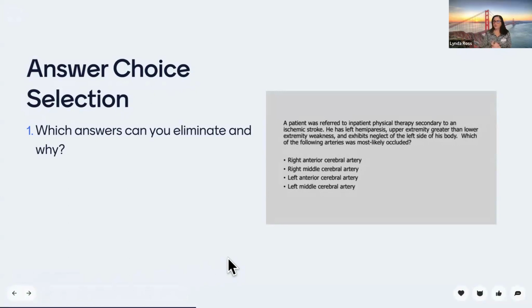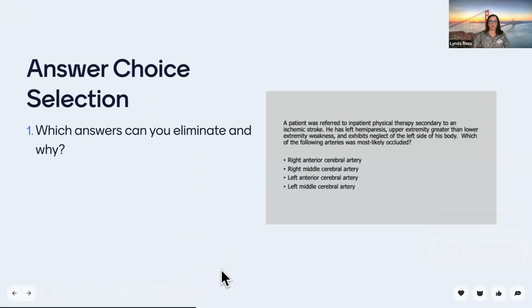Okay, Sakina says left. Why? Because of left hemiparesis, because of the decussation, excellent. And Caitlin says anterior cerebral artery. Why? Since the upper extremity is affected. Oh, that's right. Remember the somatotopic arrangement of the motor cortex and the sensory cortex, that homunculus.